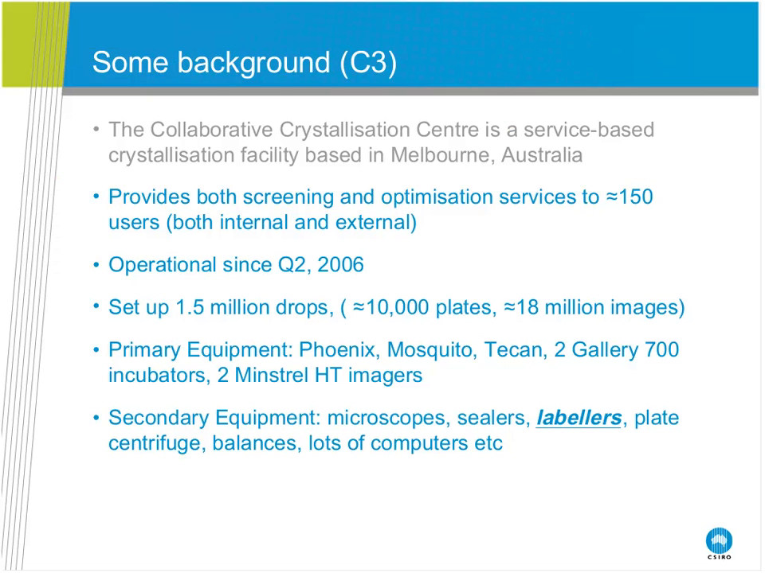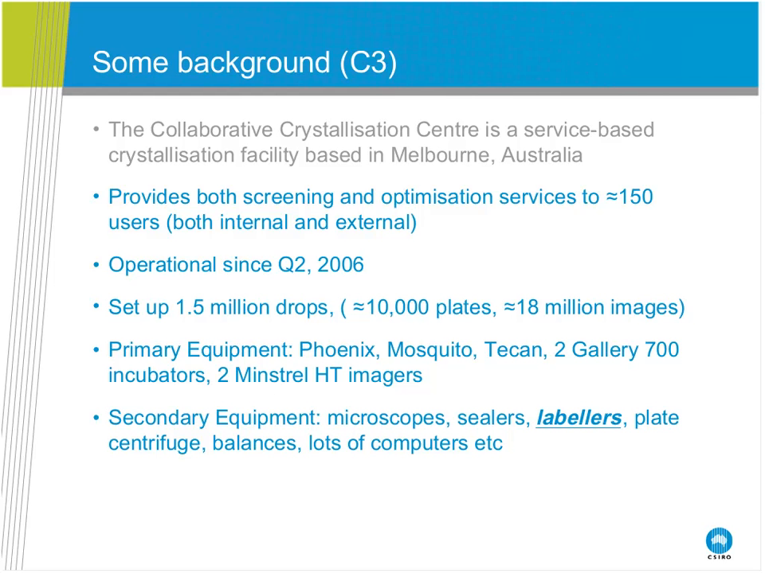All right, moving along. So what does the C3 do now that we know where it is down in Melbourne, Australia? We provide both screening and optimization services. So that makes us a little different from many other services which just do screening. We have about 150 different clients. They're both external to CSIRO, which is the Commonwealth government research organization, but we also have a lot of clients from research organizations and universities in Australia and overseas.